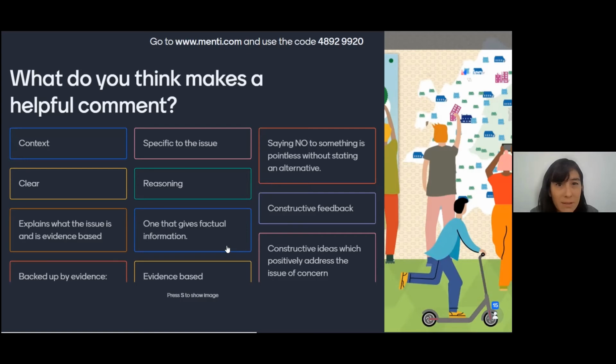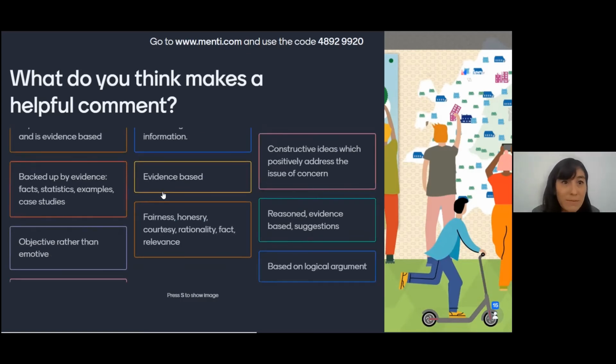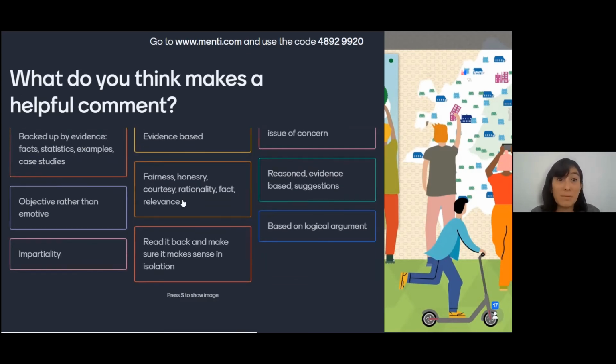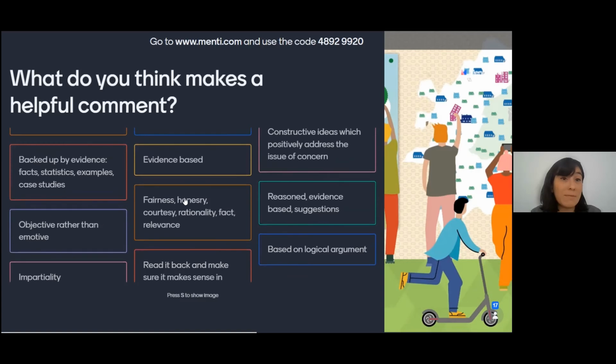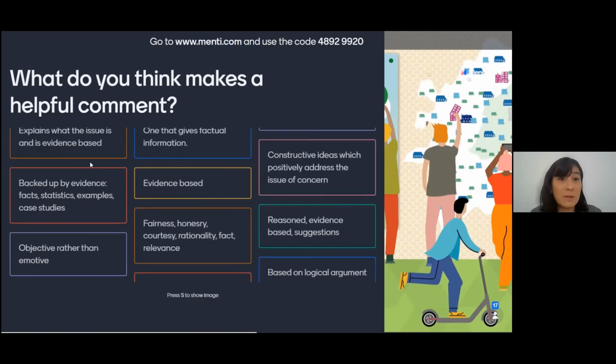Yeah, and maybe scroll down, because someone put one in the chat which I put in for them, which I thought was really nice. Oh, I did typo it, I'm sorry. Fairness, honesty, courtesy, rationality, fact and relevance. I thought that was a really great answer, and that's the kind of nature of the debate that we really hope to have, that ability to disagree with each other in a way that also has that courtesy. Yeah, I completely agree with that.